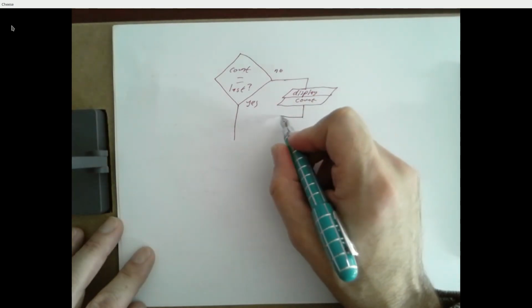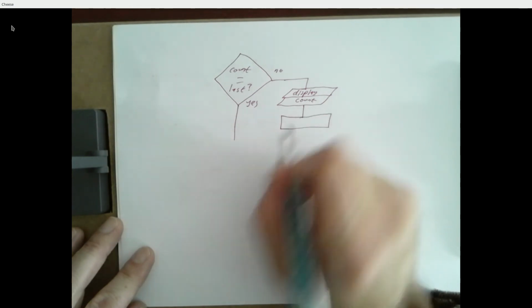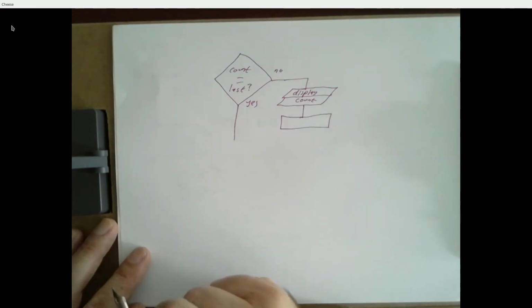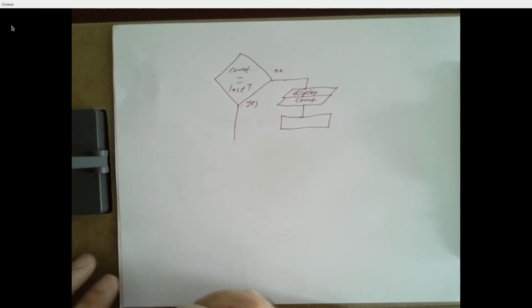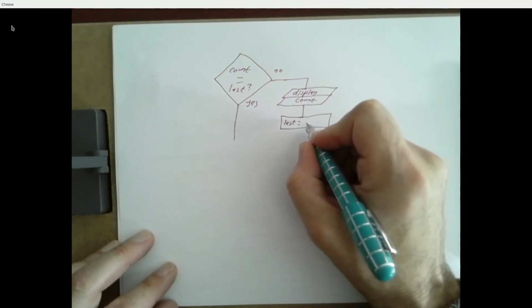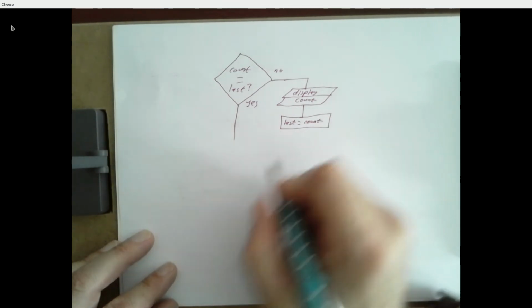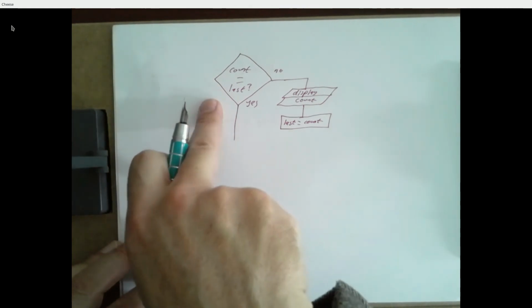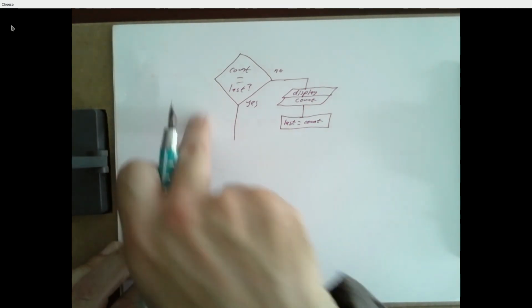And then we've got to do one more thing if we're on this branch. Before we update count, update last, right? So last equals count. Because if we don't do this, the next time through, count is still going to be different from last. We're going to display it again.